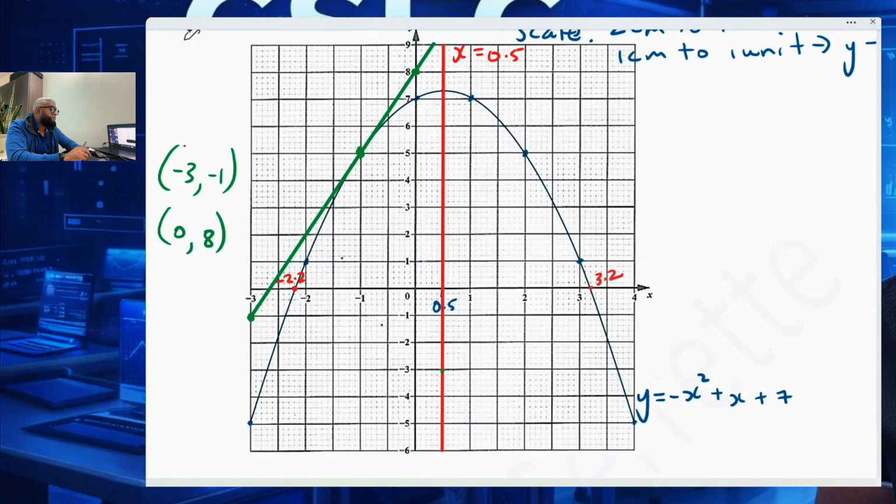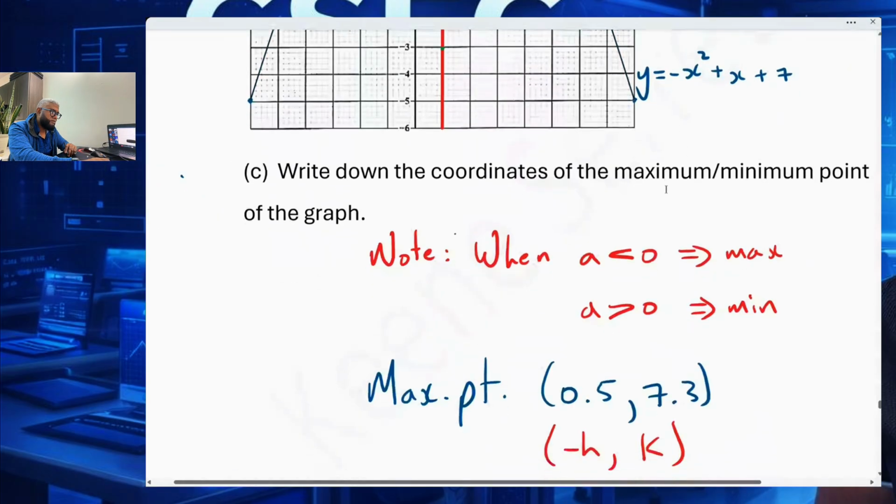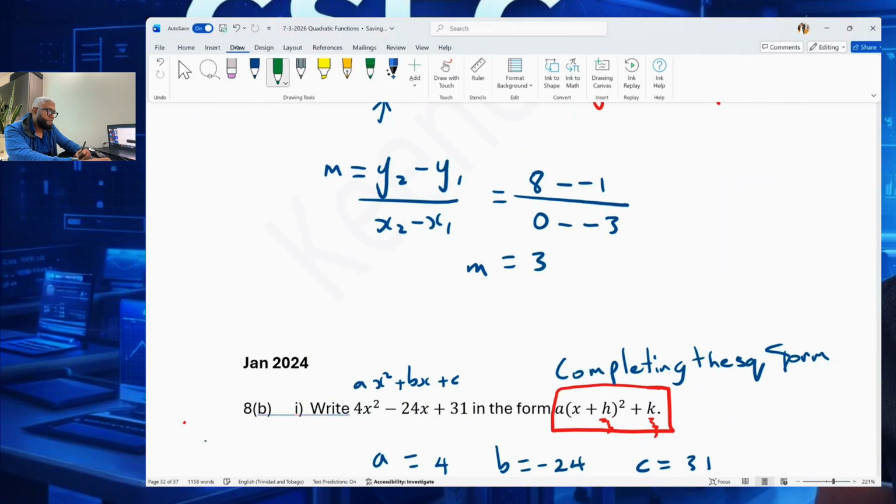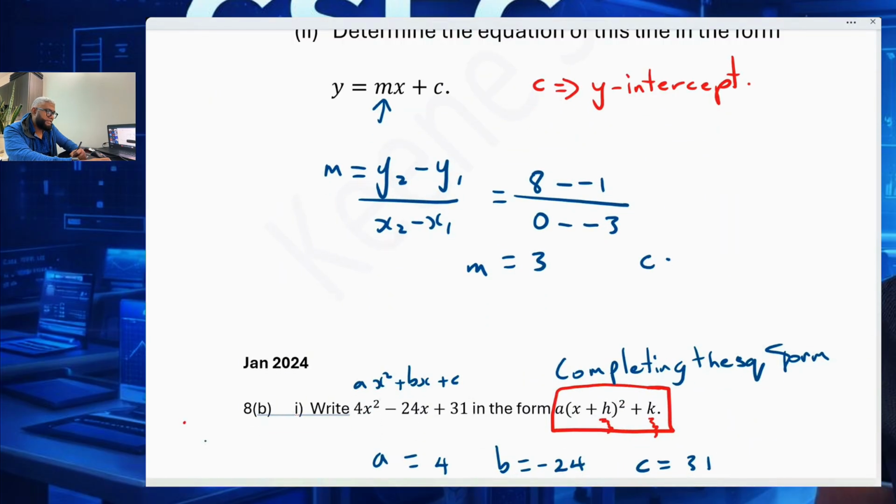But what did the question ask us for? The question asked us for the equation of the line. So we know that the y-intercept is what? C will be equal to 8. We know the y-intercept is 8, which is C. So let me scroll down. We know C is equal to 8. So therefore, y is equal to 3x plus 8. That is the equation of the line that we just drew.